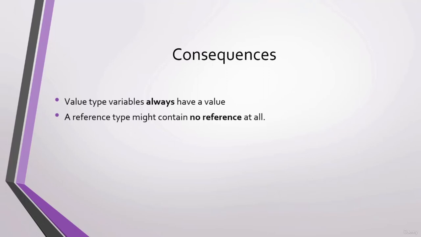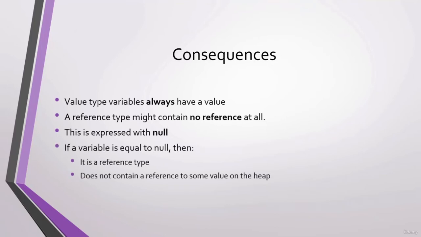Going back to the analogy of my home address, it's like I hand you a blank piece of paper. That piece of paper does not contain a reference to anything. In the case of reference types, this is expressed with null. That is, when a variable is equal to null, that means two things: that the variable is a reference type, and also that it does not contain a reference pointing to some value on the heap.